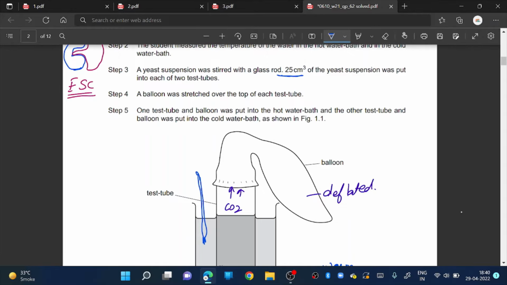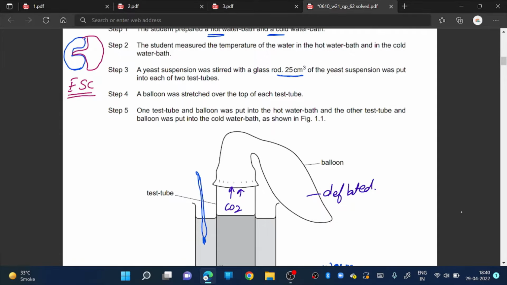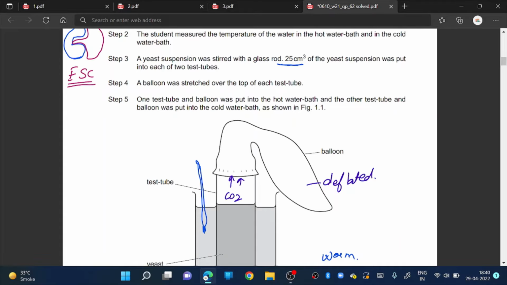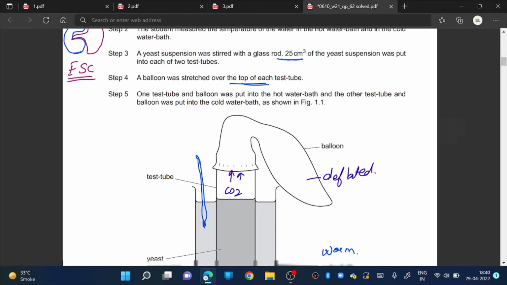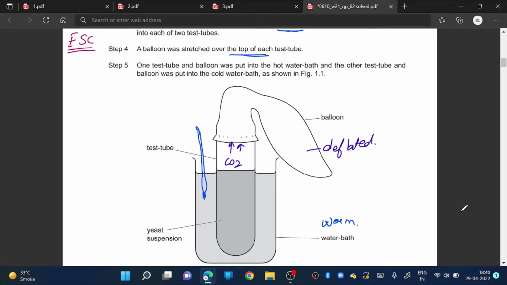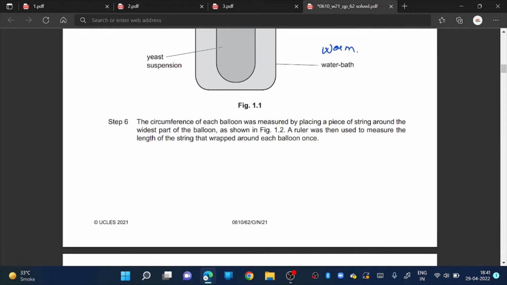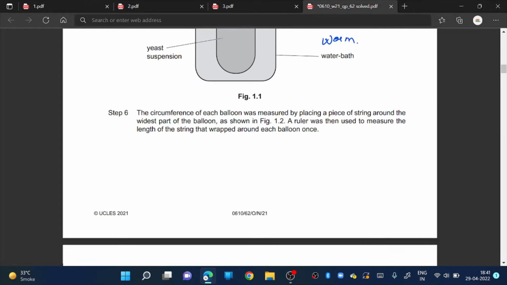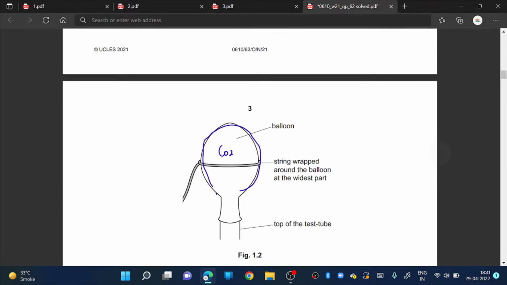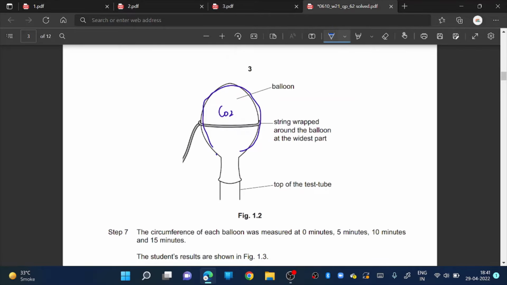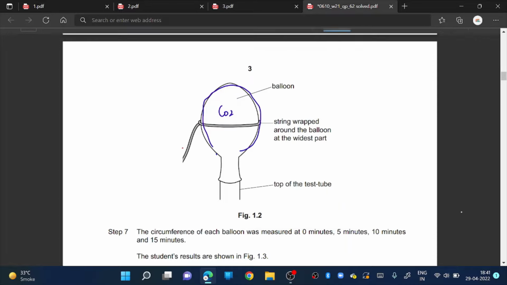Then the yeast suspension was stirred with a glass rod. 25 cm cube of the yeast suspension was put in each of the two test tubes. The balloon was stretched over the top of each test tube. One test tube and balloon was put in the hot water bath and the other was put in the cold water bath. The circumference of each balloon was measured by placing a piece of string around the widest part. So here you can see there is this balloon. They have placed a string here around this balloon.